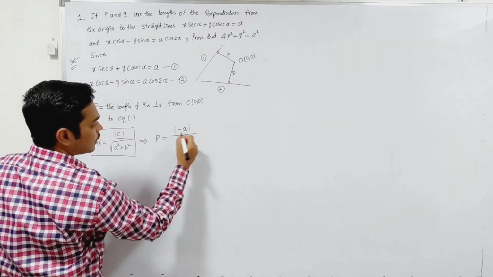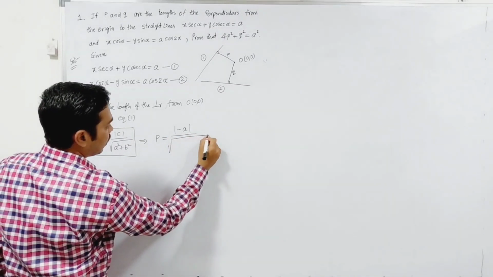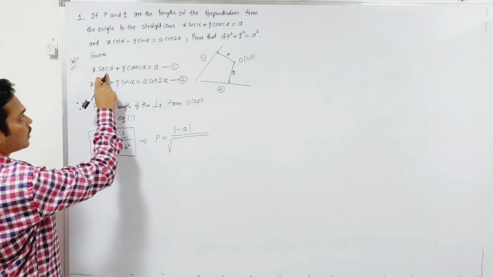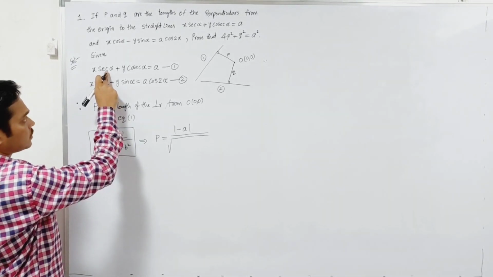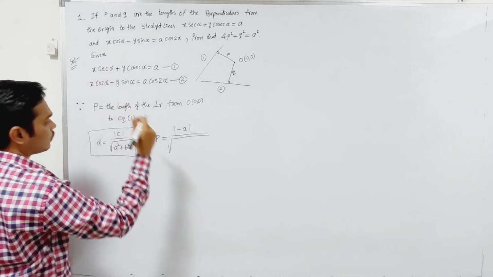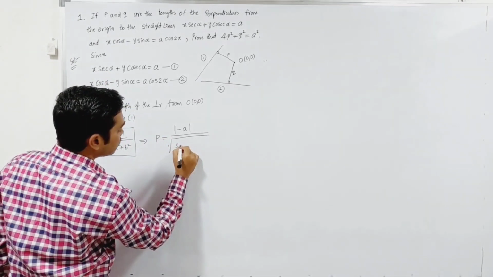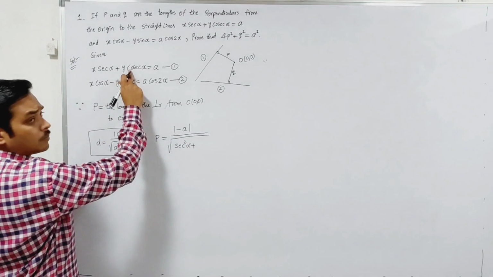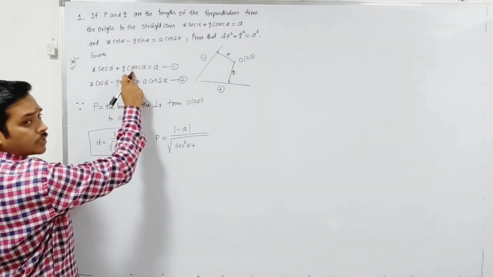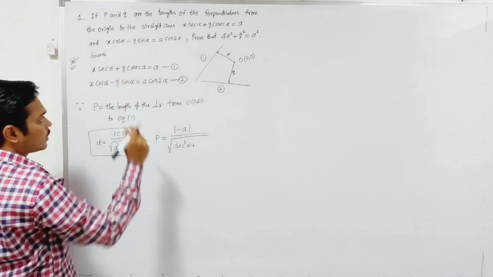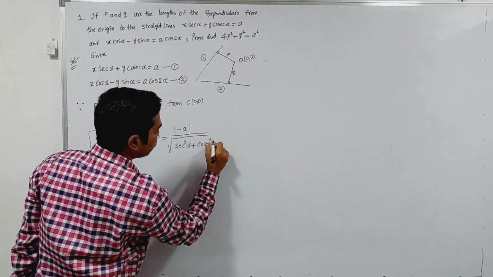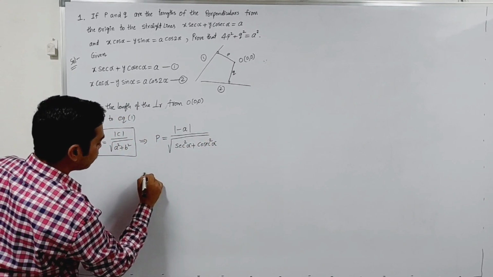So mod minus a by under root of a square, where a is the coefficient of x. How much is it here? Secant alpha is the coefficient of x. So a square means secant square alpha, plus b square. What is the b here? The coefficient of y. What is the coefficient of y here? Cosecant alpha, so cosecant square alpha. Now simplify this equation.